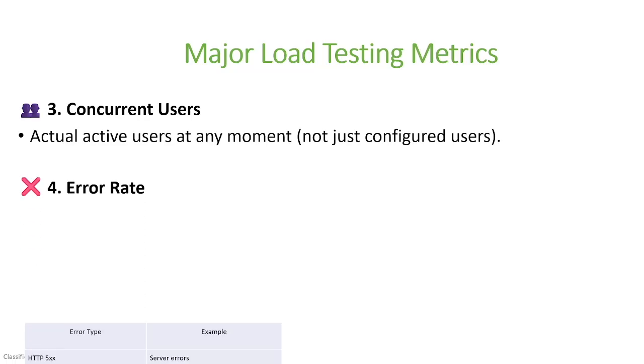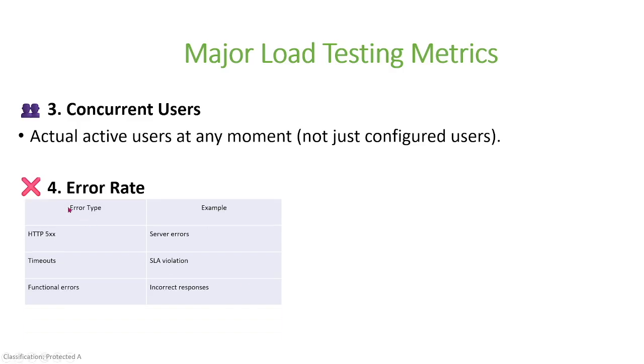Error rate. Error type examples: HTTP 500 error, service error, timeout, SLA violation, functional error, incorrect responses. Percentage of failed requests; acceptance threshold is usually less than 1%.